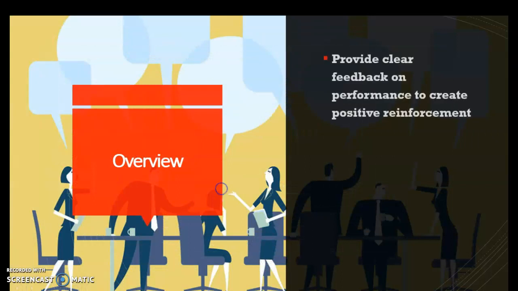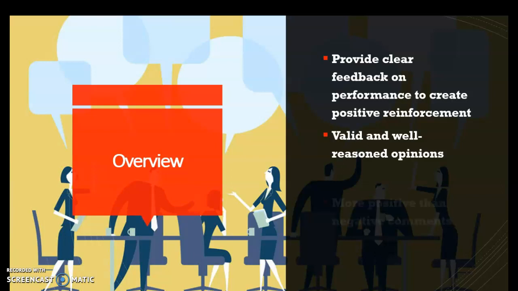Alright, so a brief overview of what we'll be looking at today is how to provide clear feedback on our peers' performance as far as their writing, and how to give positive reinforcement, not negative reinforcement. Also, we'll be giving them valid and well-reasoned opinions, not just subjective statements. We're going to be giving objective statements about how they're doing when it comes to their writing. Also, we'll learn how to give more positive comments than negative comments.